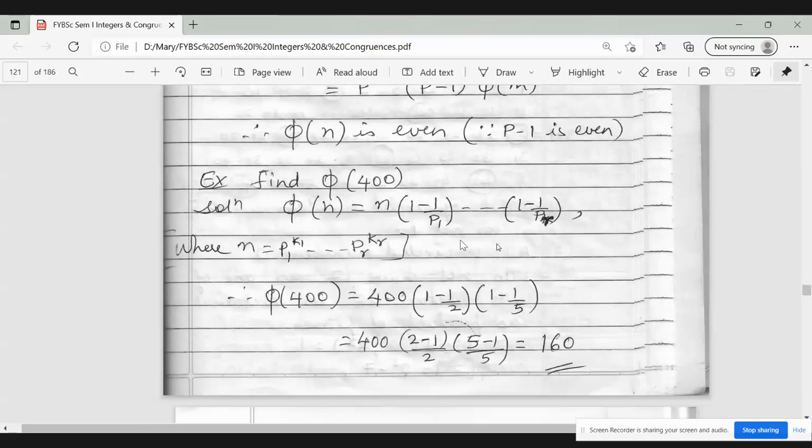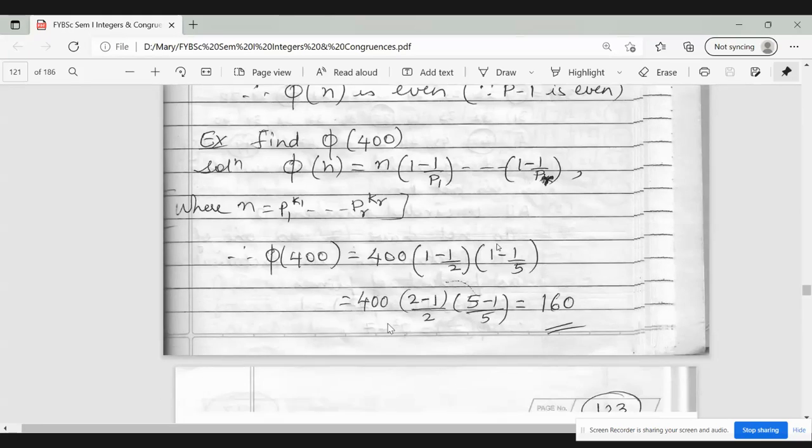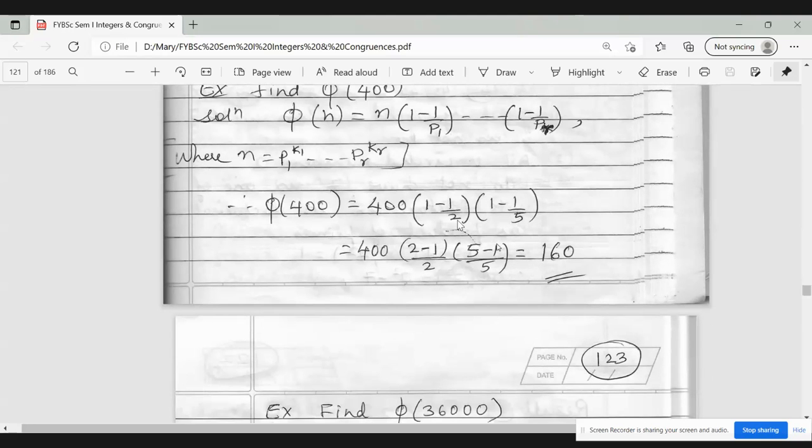Another one, see here, phi of 400. See how to find phi of 400. You have no need of writing the prime factorization. Okay, phi of 400 is n into 1 minus 1 by 2, 1 minus 1 by 5. Only 2 and 5 are the primes which are there here. And so you'll simplify this. That will be your answer. So I think this formula will be easier for you, because we don't need to know the powers here.